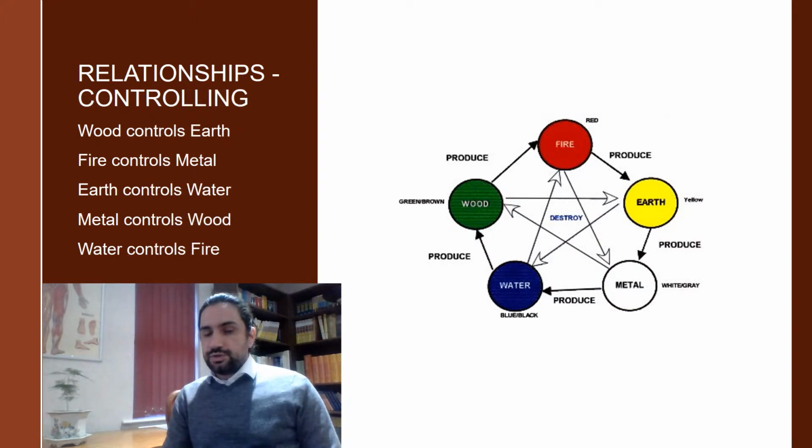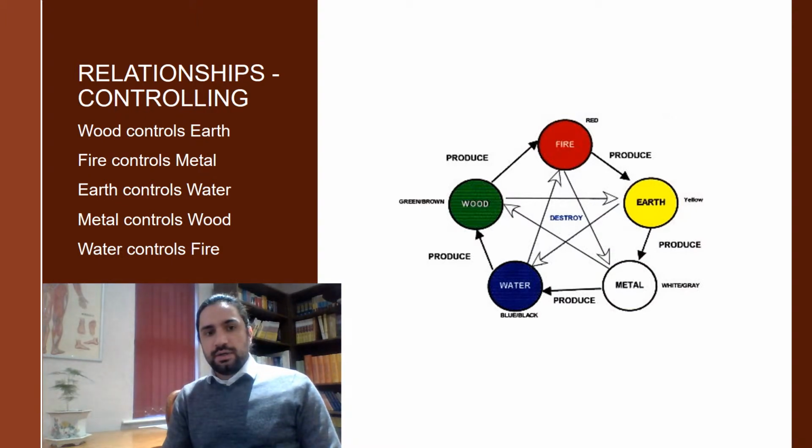Another relationship that is normal within the theory of 5 elements is that of controlling. Without control, without restriction, things would develop without any limits, without any way of stopping. And that would lead to abnormalities, that would lead to excess.